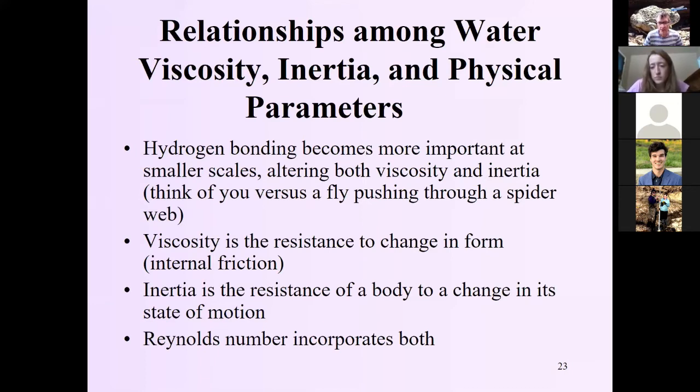Viscosity is a resistance to change in form. It's a form of internal friction. And inertia is a resistance of a body to a change in its state of motion. So you probably all know about inertia. Reynolds number incorporates both these. So Reynolds number is a unitless number that describes fundamental properties of a fluid that are based on scale and how the object that's moving through the fluid and what the density is.